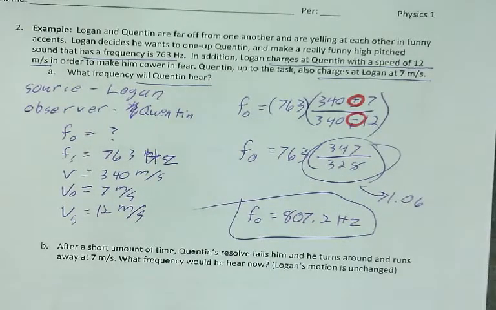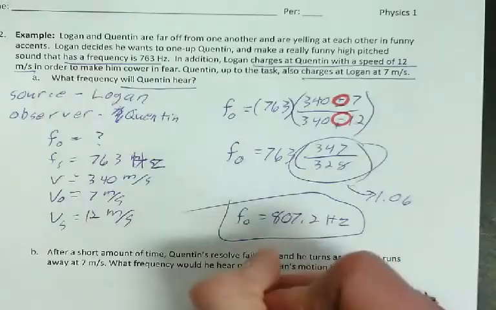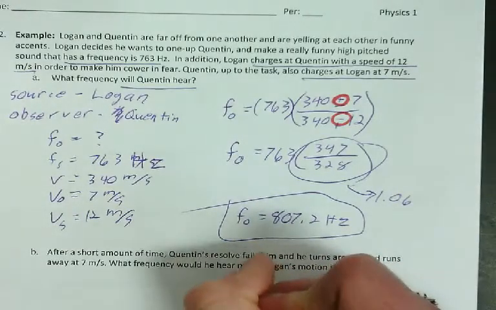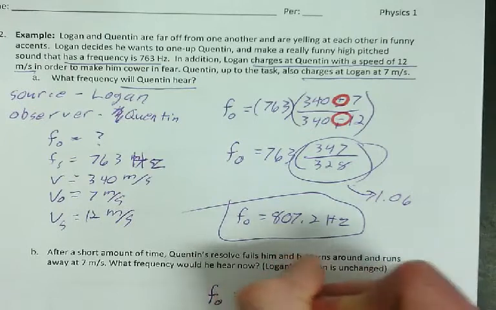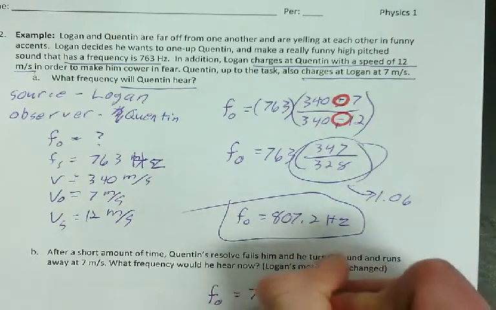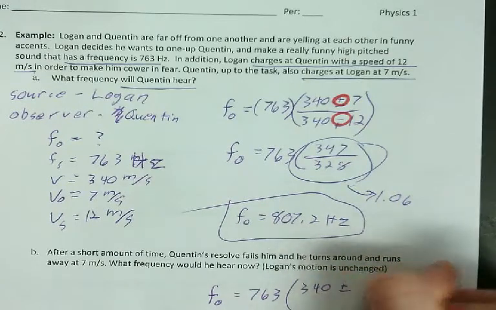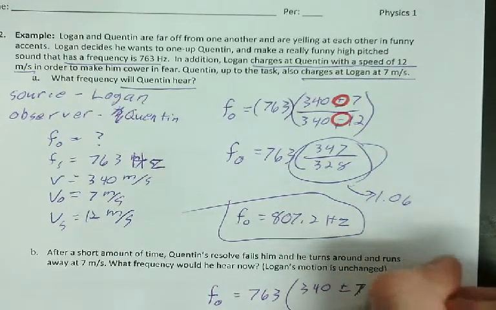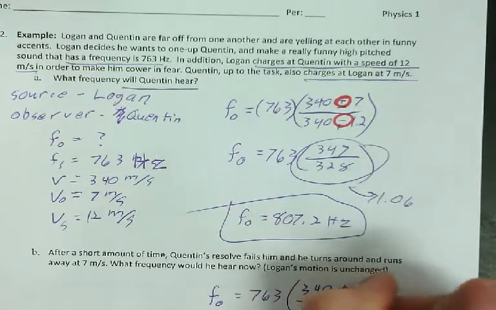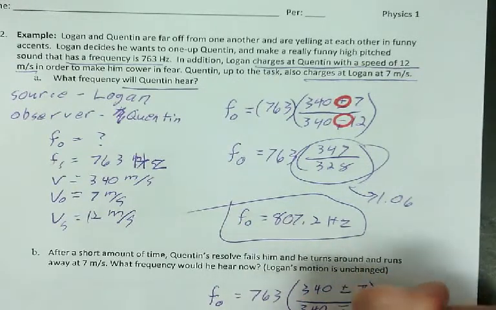Okay? All right, let's look at this second example. After a short amount of time, Quentin's resolve fails him, and he turns around and runs away at 7 meters per second. What frequency would he hear now? So it's the same thing. FO, what am I solving for? None of the numbers have changed, so I'm just going to go ahead and write them all down. 763, 340, plus or minus 7 over 340 minus or plus 12.